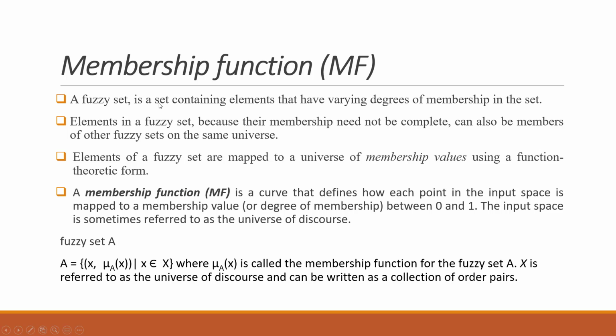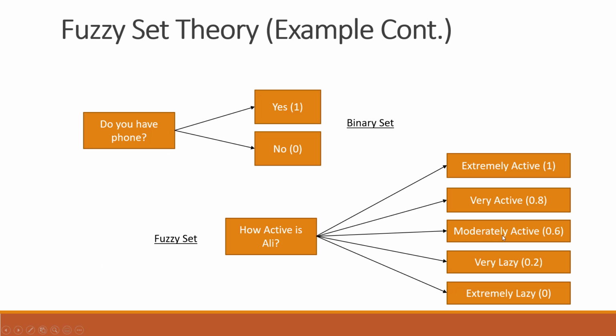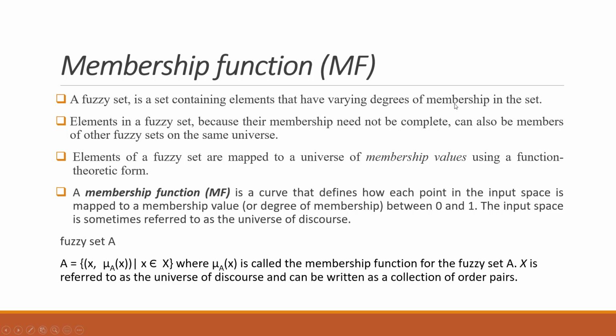A fuzzy set is a set containing elements that have varying degrees of membership in the set. So in this example we have varying membership functions. There are not only extremely active and extremely lazy, but also some other membership functions, and I will discuss what a membership function is. Elements in a fuzzy set, because their membership need not be complete, can also be members of other fuzzy sets on the same universe. I will discuss this definition with a very simple example in the coming slide.